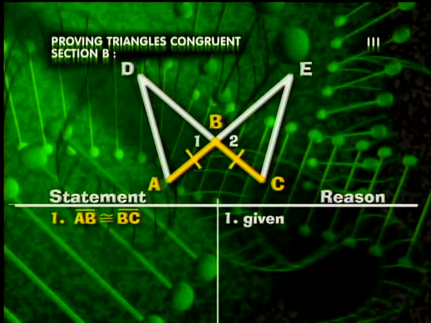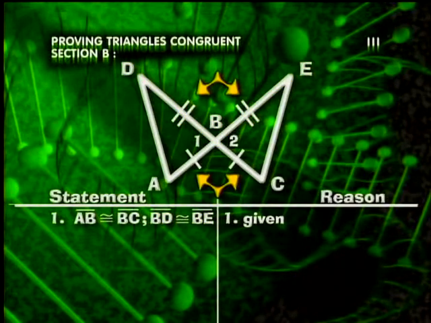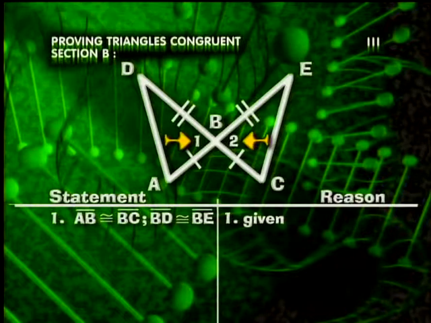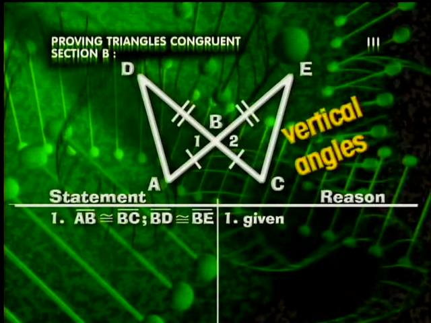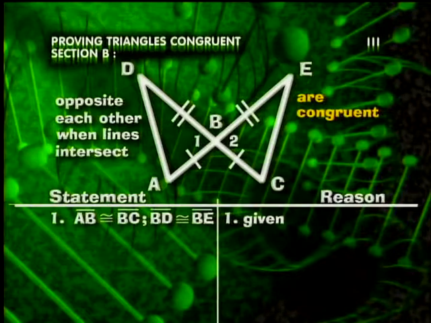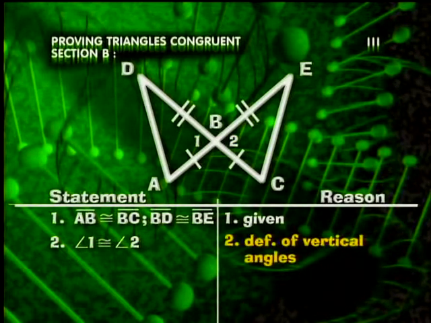Segment AB is congruent to segment BC, and segment BD is congruent to segment BE. So, we have been given two pairs of sides. To use the side-angle-side postulate, all we need to prove is that the angles between the sides, angle 1 and angle 2, are congruent. And we notice that angle 1 and angle 2 are vertical angles. Remember the definition of vertical angles? Vertical angles occur opposite each other when two lines intersect. And vertical angles are congruent. So, we can state that angle 1 is congruent to angle 2 because of the definition of vertical angles.